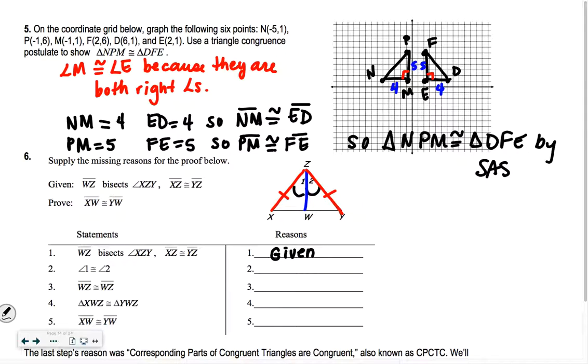So why do we think we can say that angle 1 is congruent to angle 2? I drew that in. Why did I draw it in? Are you guys getting hung up on trying to say, oh, it has to be a theorem or a postulate or whatever, right? Why did I know I could draw that in? I used what word? Bisect. So I'm going to say definition of angle bisector. Exactly. So definition of angle bisector.